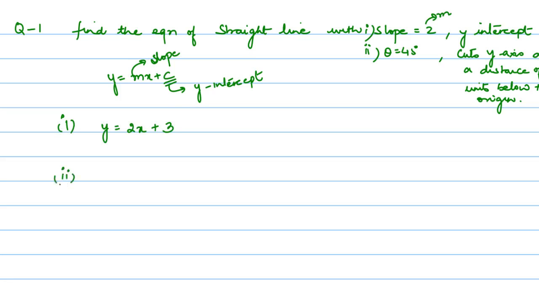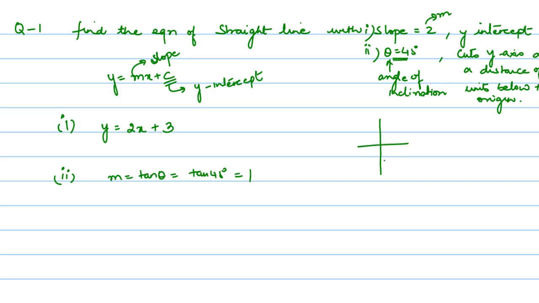Second part. Now, this time we are given theta. Theta is 45 degree. Theta is the angle of inclination. Now, since we know the angle of inclination, we can find out m. What was m? M was tan of angle of inclination, that is tan 45. What is tan 45? 1.